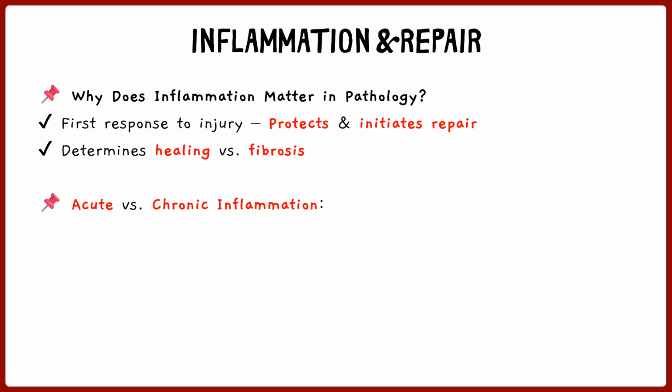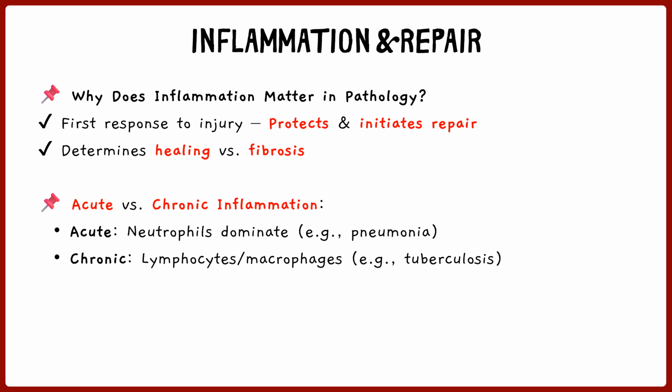It's usually divided into acute versus chronic. So all inflammation isn't the same, and it can depend on the trigger and the duration. For example, acute inflammation is usually the immediate response to injury, is very fast, and is dominated by neutrophils, the first responders of the immune system. A classic example of this is pneumonia, because the neutrophils are going to be flooding the lungs to fight infection.